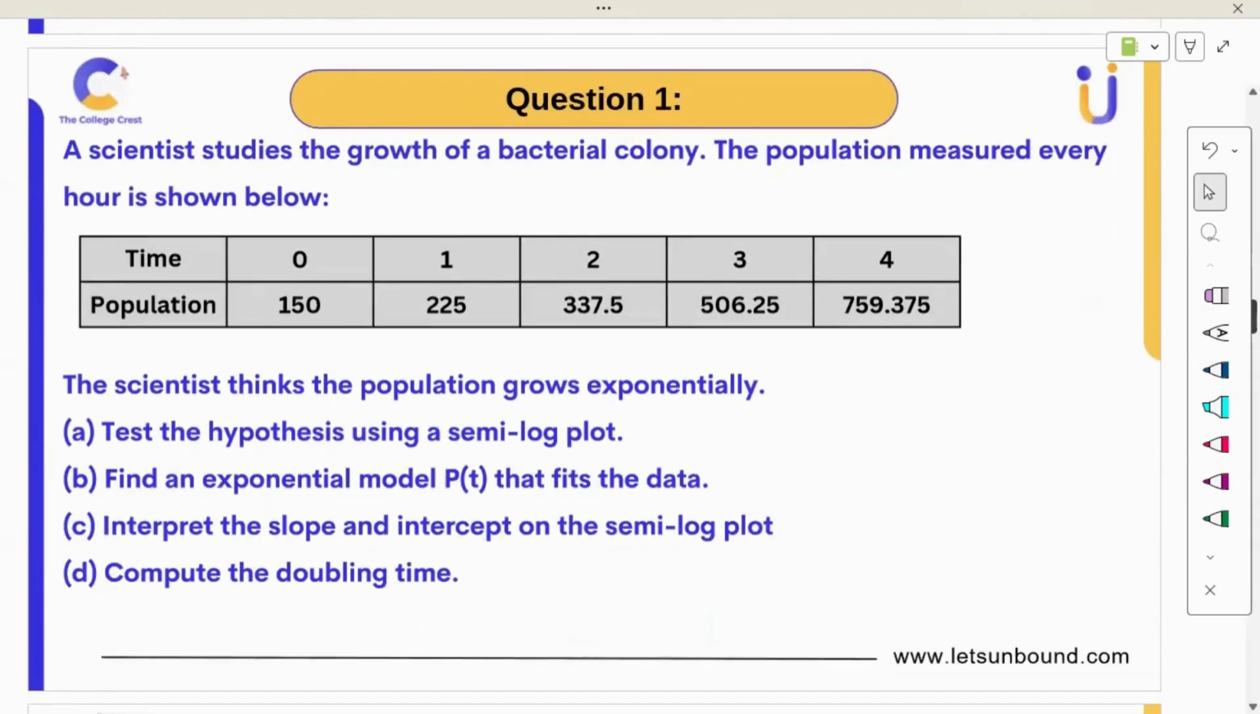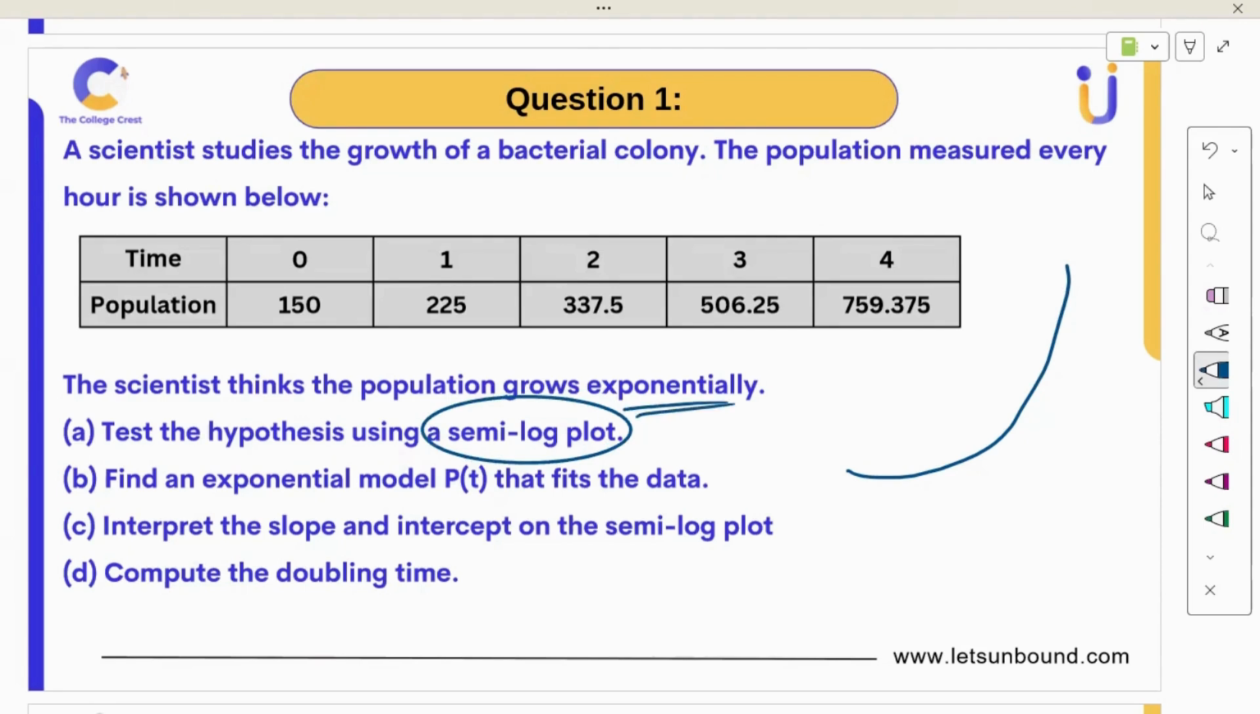A scientist studies the growth of a bacterial colony. The population measured every hour is shown below: time and population. The scientist thinks the population grows exponentially. Test the hypothesis using a semi-log plot. So you understand one thing. We see one example. In our normal linear plotting, exponential will look like this, right? But how will it look in a semi-log plot? We are going to test the hypothesis.